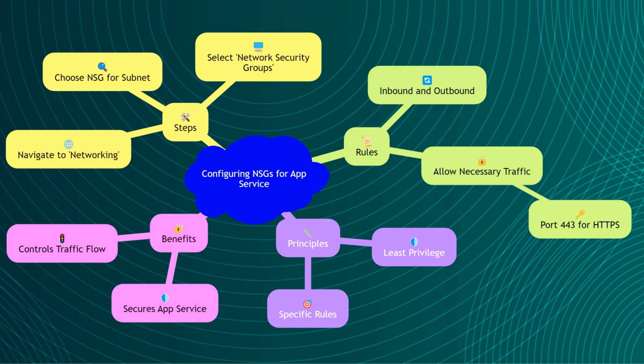Select Network Security Groups and choose the NSG associated with the subnet your app service is integrated with. Add inbound and outbound rules to allow the necessary traffic. For example, you may need to allow traffic on port 443 for HTTPS communication. Ensure that your rules are specific and follow the principle of least privilege. Properly configured NSGs help in securing your app service by controlling the flow of traffic.